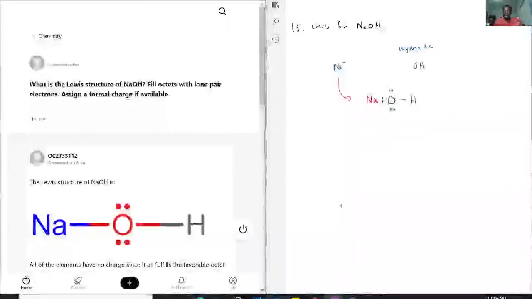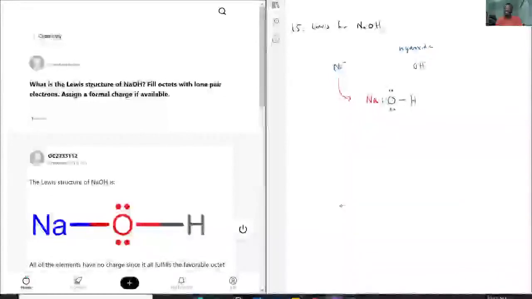Obviously, you can convert that electron to a bond, but even then, I leave it like this only because with NaOH we are working with an ionic compound, a metal and a non-metal. So in this case, this is what we would get, NaOH. Now, it asks us to fill the octets with lone pair electrons, which is what we've done. And it's also asking us to assign a formal charge if available.